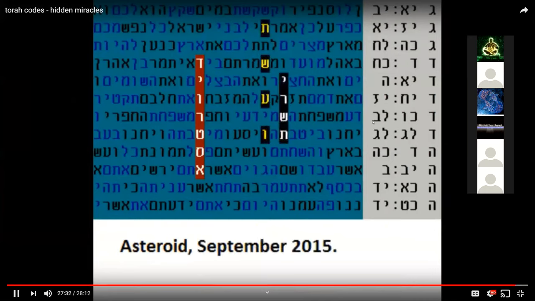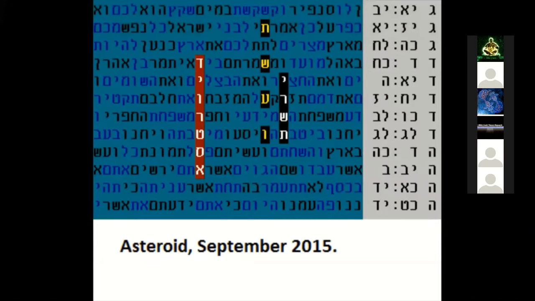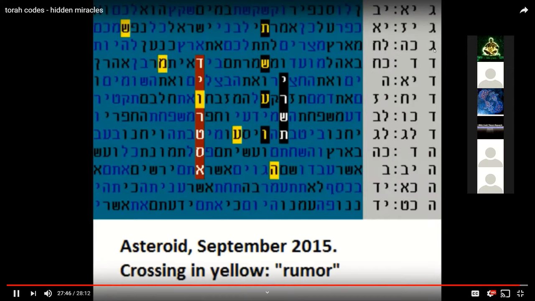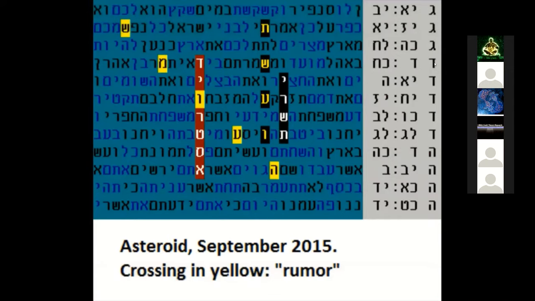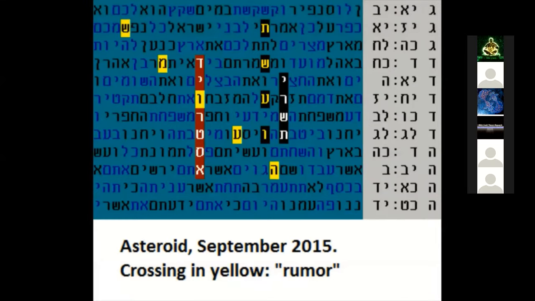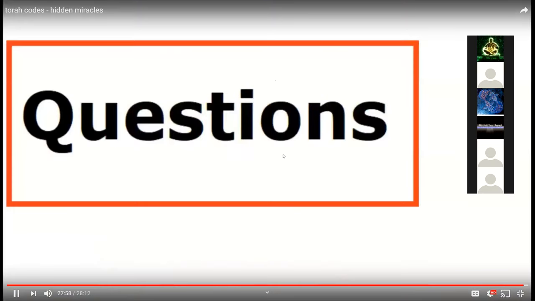Here's a code about an asteroid in September 2015. A few months before September 2015, I put this on my website and I said, don't pay attention to it. And I noticed the word rumor crossing it. And I noticed that these words are not repeated anywhere else in such a small area. So beware. So please, if you have any other questions now or in the future.